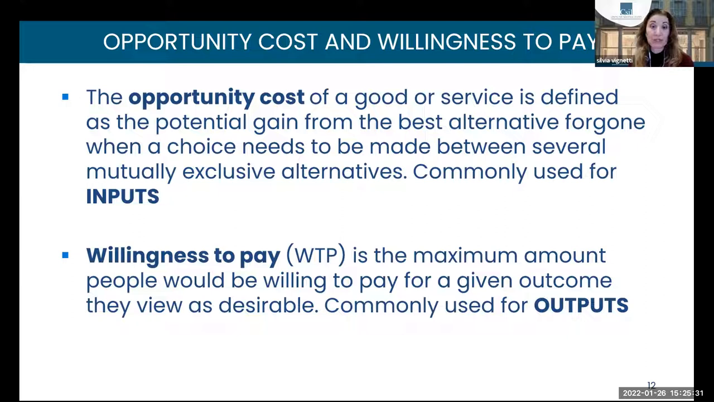Willingness to pay instead is more from the side of the outputs, so the services or the goods that are produced in a project. So when can you say that the price or the value of a good or service fully represents the value that society puts on it? One way of looking at that is by thinking about the maximum amount that people would be willing to pay for a given outcome that they view as desirable. You do not have to think about actually purchasing something, but about the measure of the value that people put on a good or service that in real life has no market price. So these are two concepts.